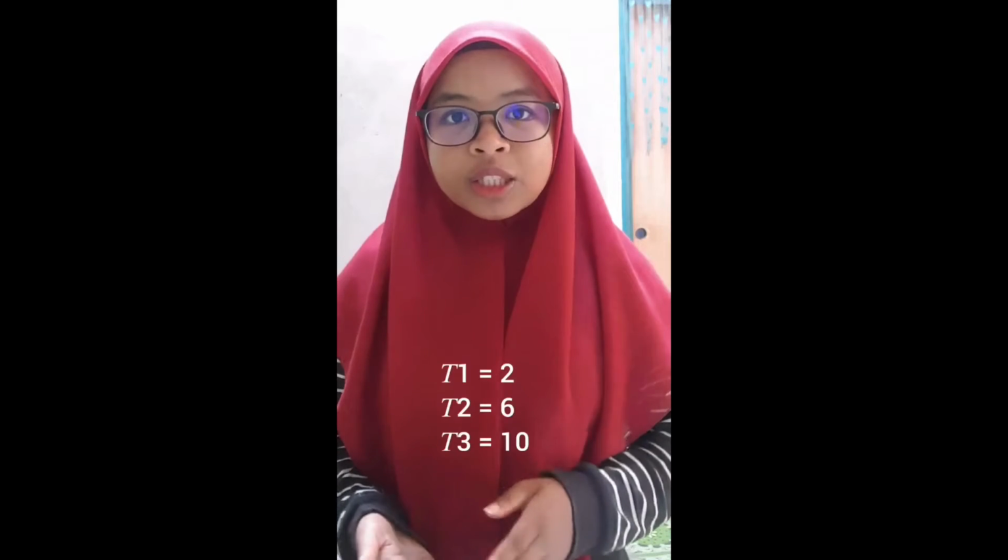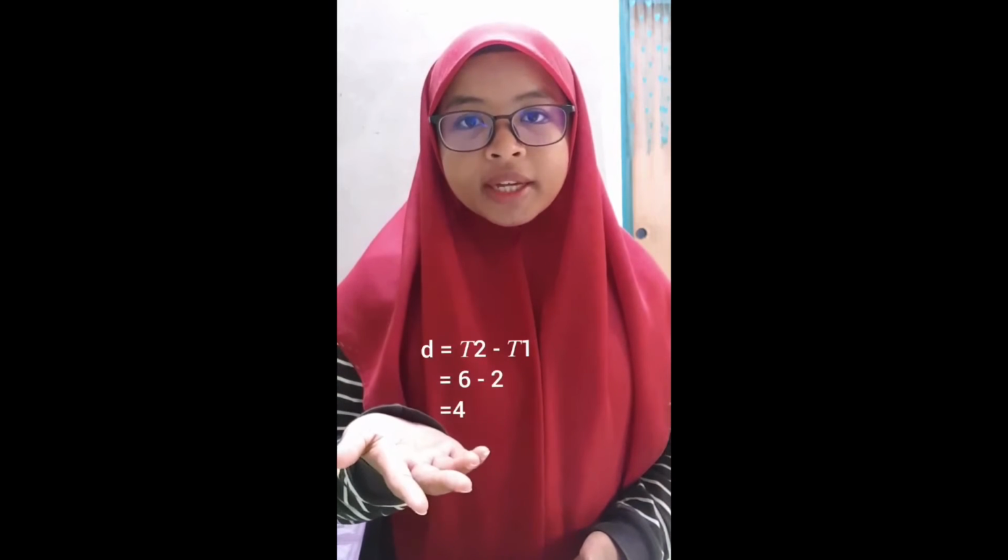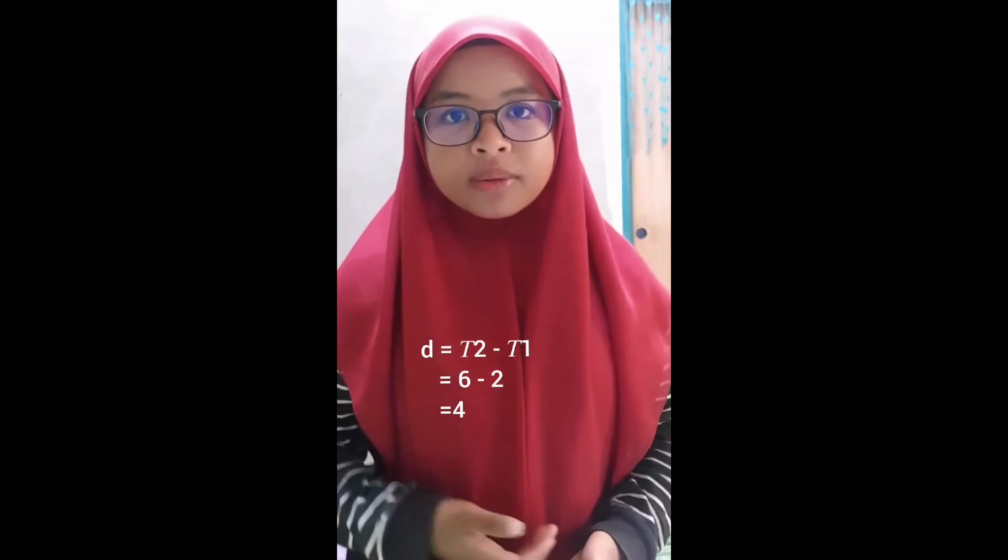Now, I want to present question 1B. Question B1 is, based on the diagram, what is the difference between generations? Firstly, you must know the formula to use. In this question, the formula is D equals Tn plus 1 minus Tn. Here, T1 is 2, T2 is 6 and T3 is 10. So, we insert those values into the formula. D equals 6 minus 2 equals 4. So, the difference between generations is 4.